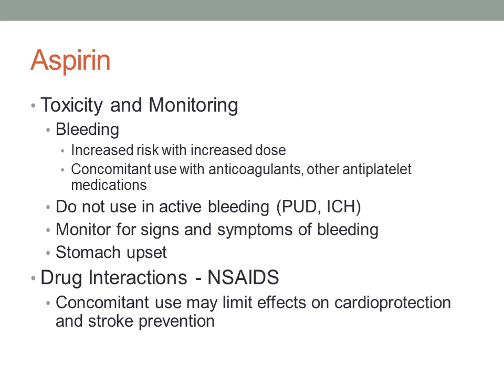Toxicity and monitoring for aspirin. This is going to be a common theme in this lecture, an adverse reaction of bleeding or monitoring for bleeding. There is an increased risk of bleeding with an increased dose of aspirin, and use of aspirin with other anticoagulants and other antiplatelet medications increases this risk of bleeding as well. So we do not use aspirin in active bleeding, such as people with peptic ulcer disease or intracranial hemorrhage, and we want to monitor for signs and symptoms of bleeding with aspirin use.